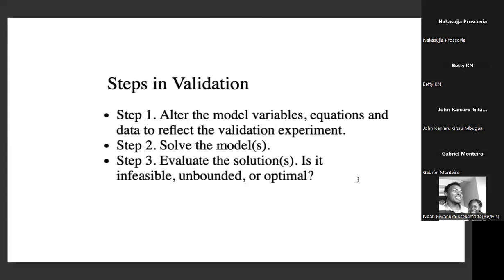So what are the steps in validation? Step 1, you alter the model variables, equations, and data to reflect the validation experiment. You can do this one at a time, or you can do all at the same time, although each method has different shortcomings. Then you solve the models. You evaluate the solutions. Is it feasible? Is it bounded? Is it optimal?